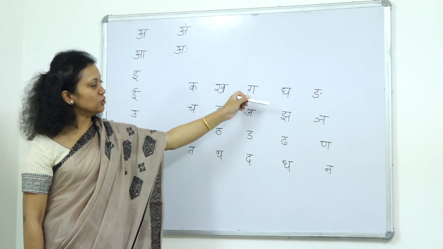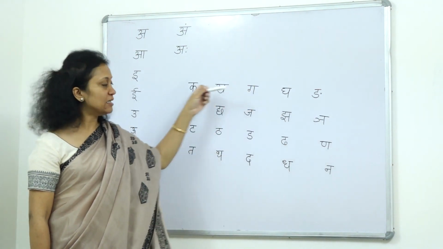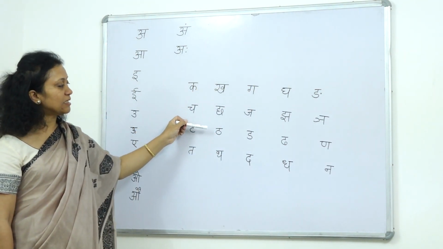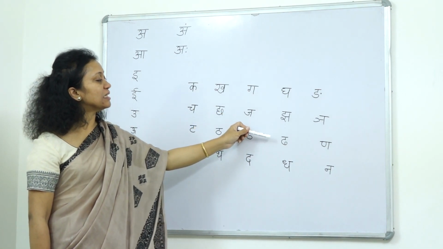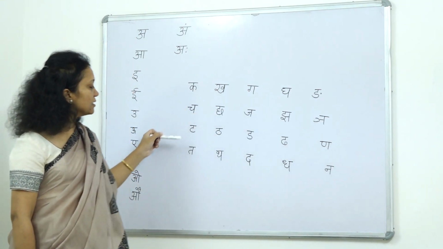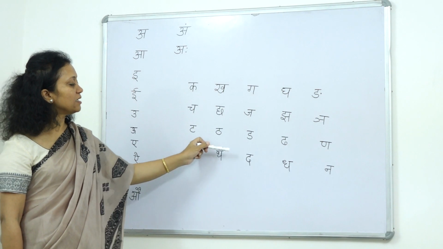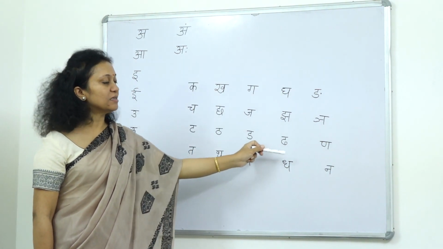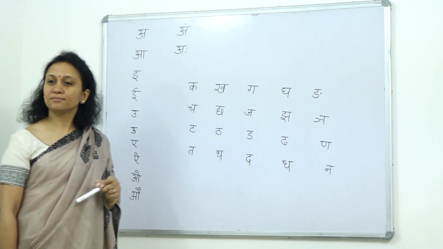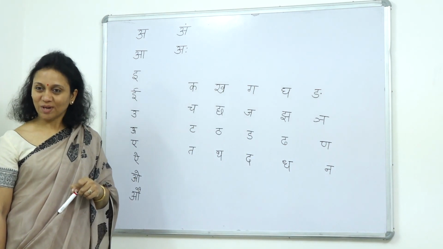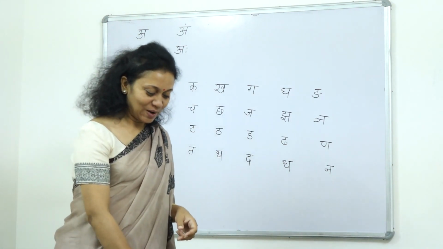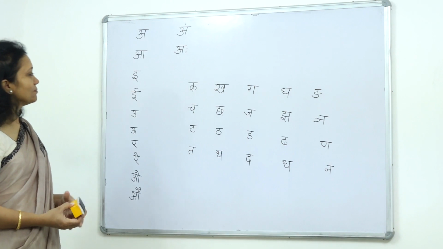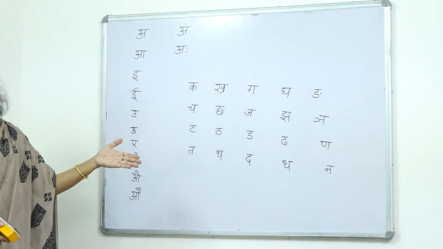J, I, T, D, N, T, D, N. Right? And now coming to the last row of 5 letters.